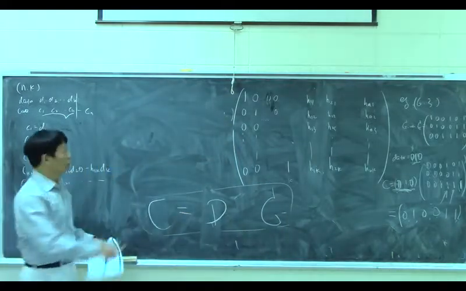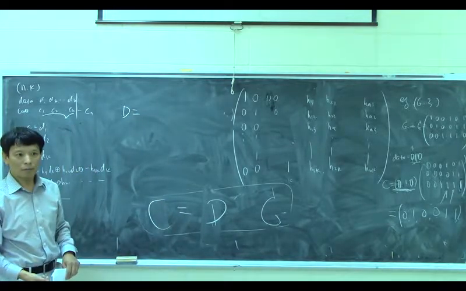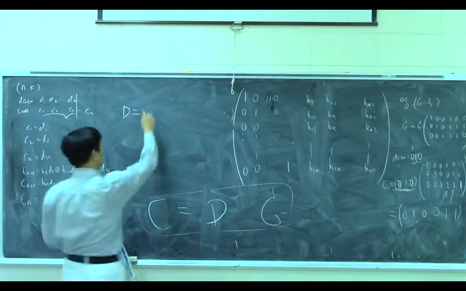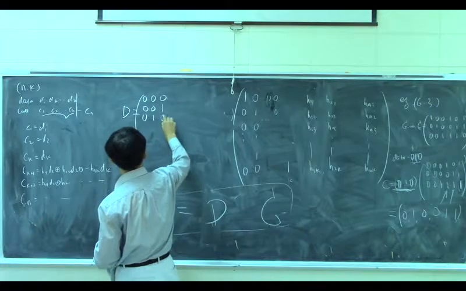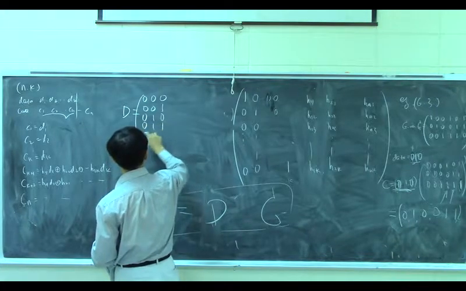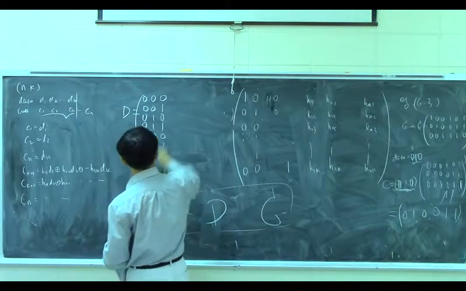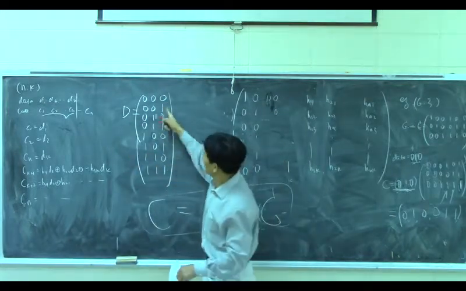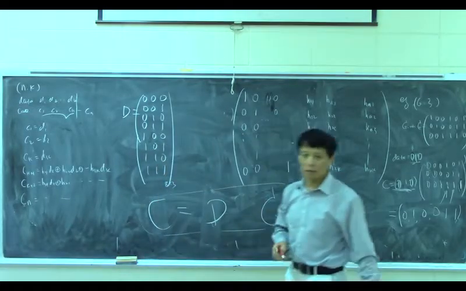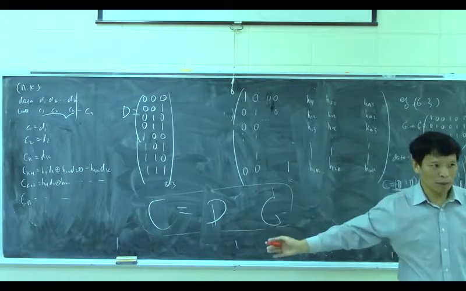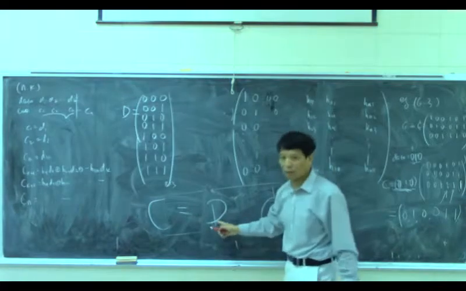What is D here? D equals the data. D can be 0, 0, 0, 0, 0, 1, 0, 1, 1, 0, and 0, 1, 1, 1. So that is 1, 2, 3, 4, 5, 6, 7, 8, right? So that is 8 by 3. That is all the possible data that we can have. Make sense? So that is the D matrix, the data matrix.